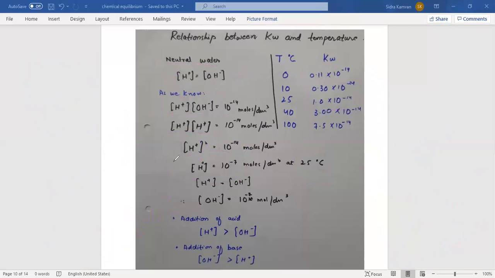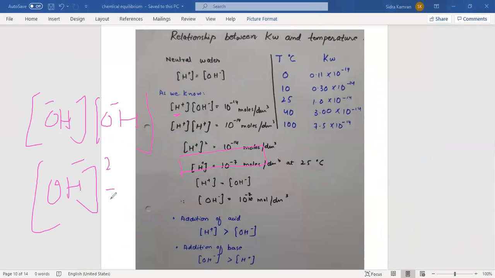Okay, in this way you have calculated the concentration of H positive ion. In the same way you can calculate the concentration of OH negative ion. Here you have to change with the OH negative ion, because both have the same concentration. So in the same way you have to take the square of OH negative ion concentration, that is 10 raised to the power minus 14. So you have to take the square root. Square will cancel with the square root and it will be 10 to the power minus 7. So the concentration of H positive ion and the OH negative ions is 10 to the power minus 7.